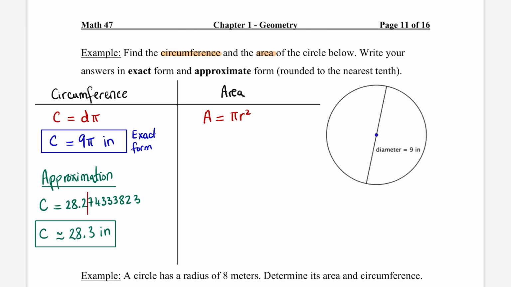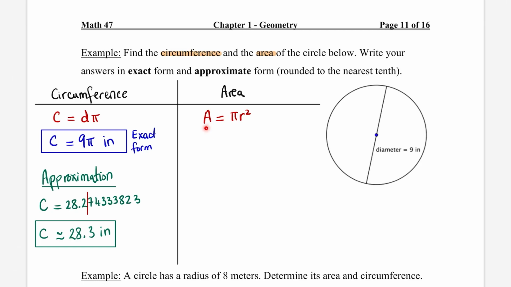So these both are answers for circumference. One is in the exact form, 9 pi inches. One is in the approximation, 28.3 inches. Make sure you read the instruction in order to give them the correct answer.